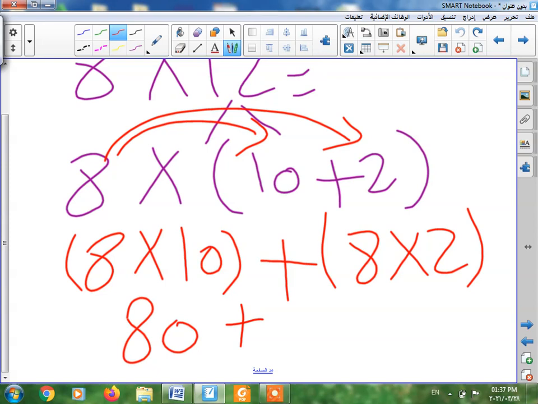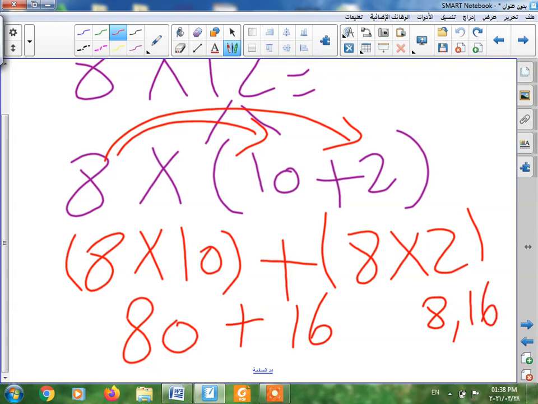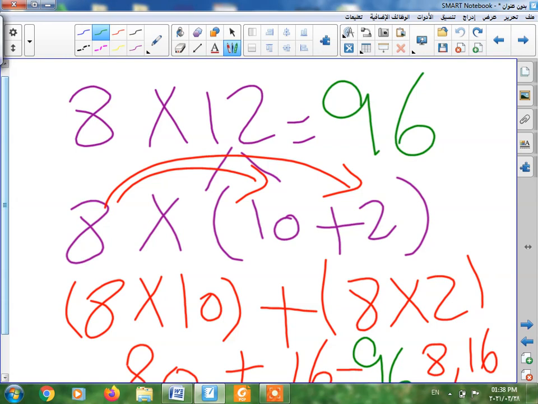8 times 2 equals what? Repeated 8, 2 times. 8 plus 8 equals 16. Then 8 times 2 equals 16. Or say skipping. We can say plus or skipping. The two ways are right. Find the result. 0 plus 6 equals 6. 8 plus 1 equals 9. Then 8 times 12 equals 96. By what? By distributive the multiplication over addition.